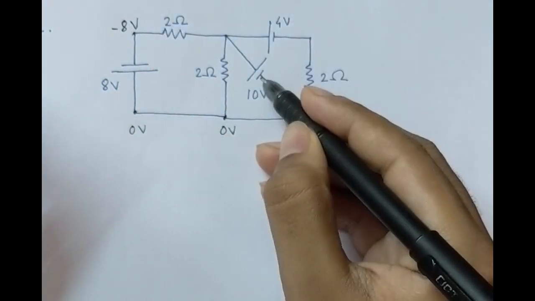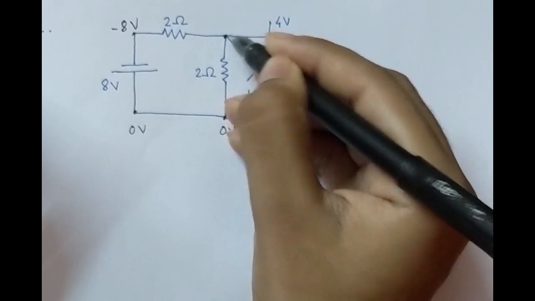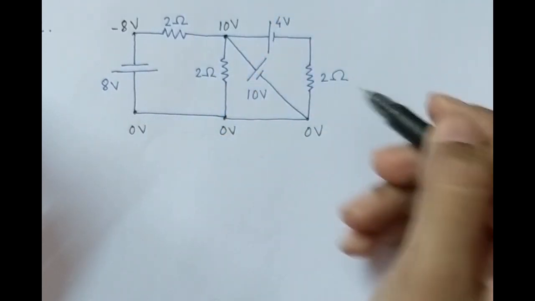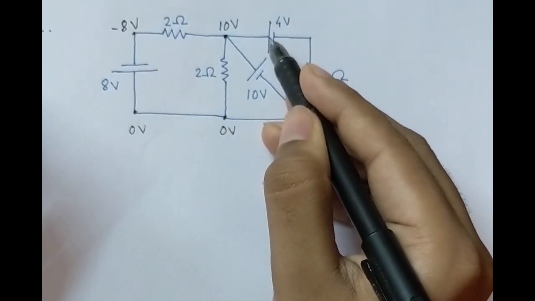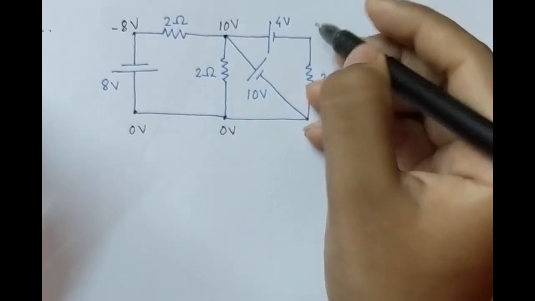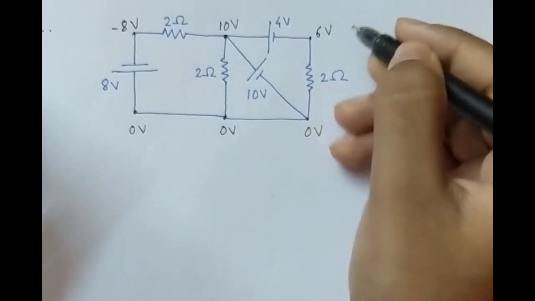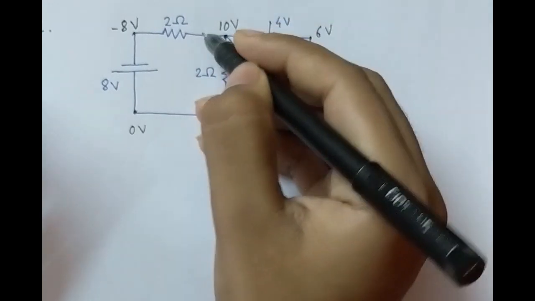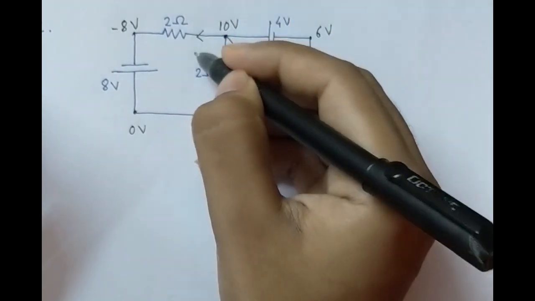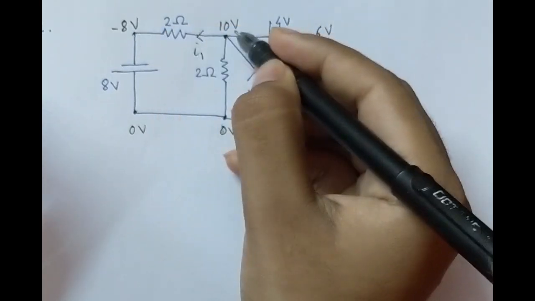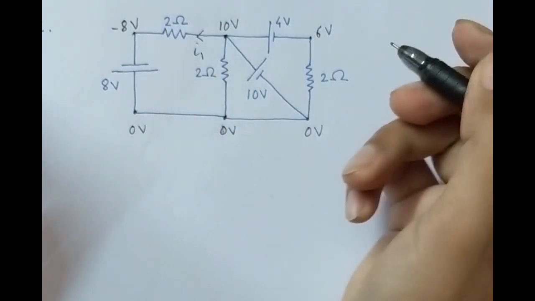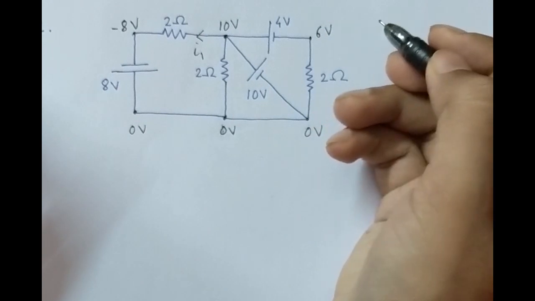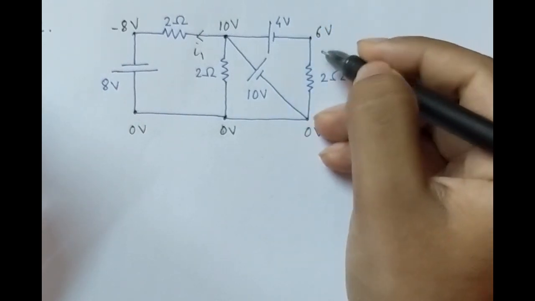If this is at 0 volts across a 10 volt potential difference, this end has to be 10 volts. And if the positive end of the 4 volt cell is at 10 volts, the negative end has to be at 6 volts in order to maintain a potential difference of 4 volts. So now I'll consider my directions of currents. This would be my I1 moving from a higher potential to lower. I have my I2. I can take this side as I2.